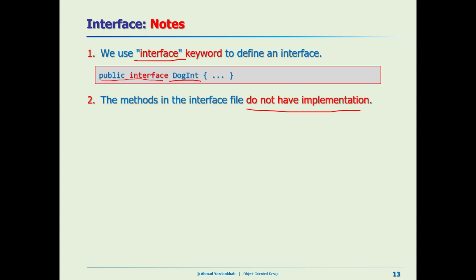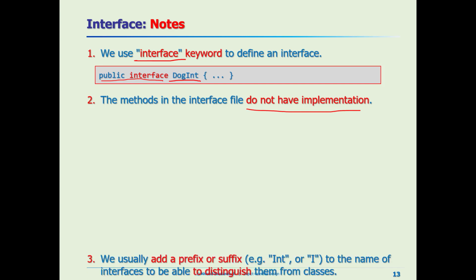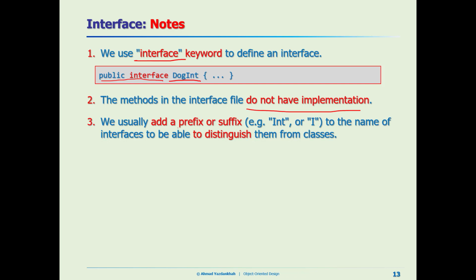Okay. Usually we add some prefix or suffix, like the int that I gave to this guy as DogInt, or even I. We can put the int at the end, or at the beginning, or I, to be able to distinguish that this is an interface, not a class. All right. Yeah, this is just a convention. It's not a consensus way of doing this. This is just a convention.